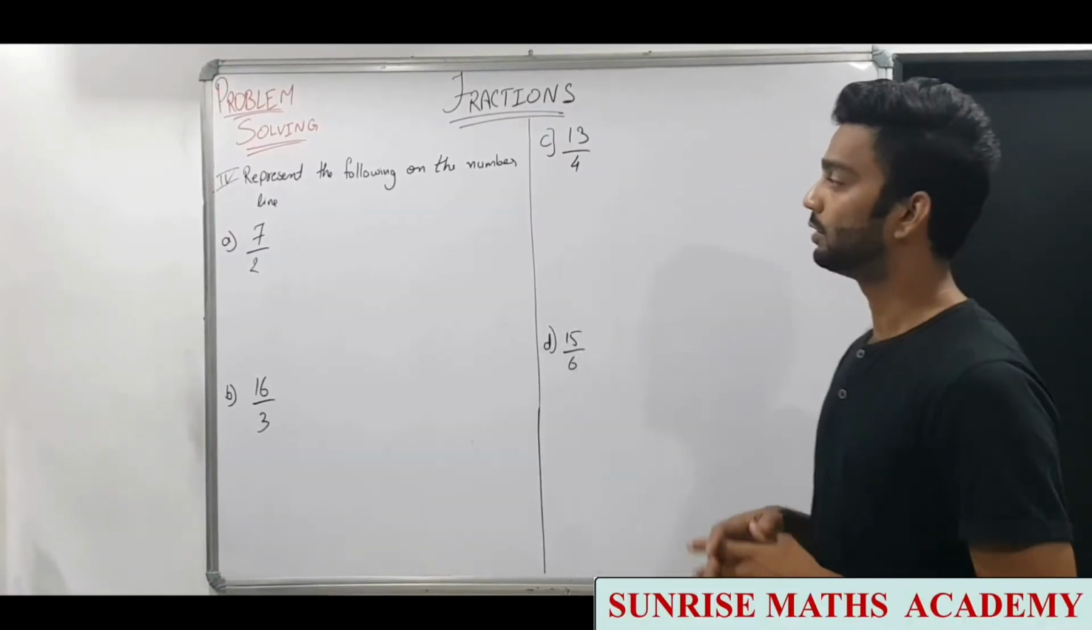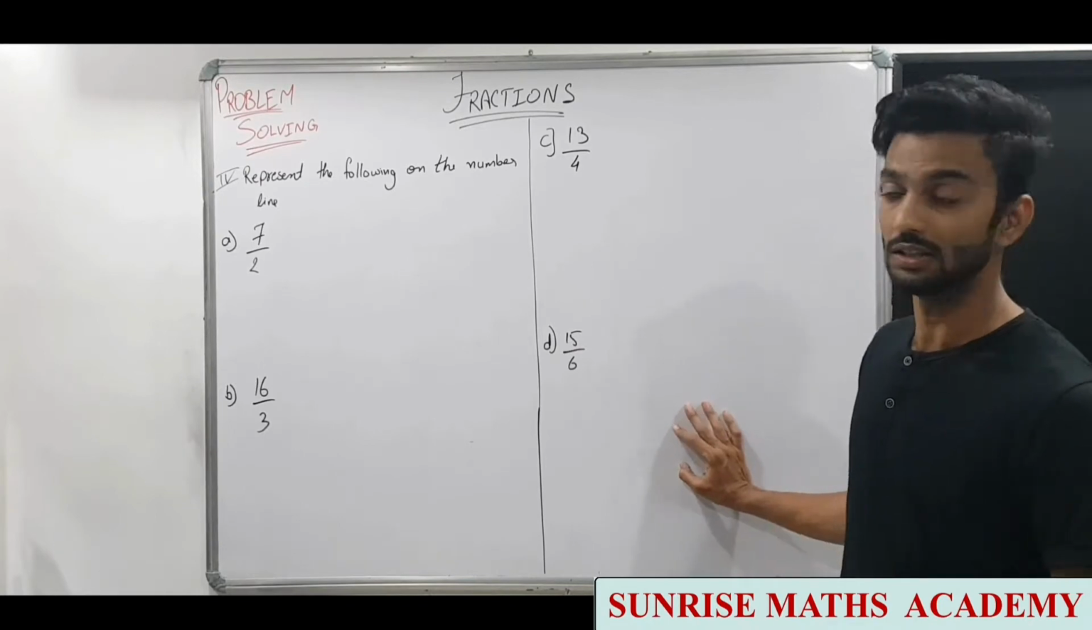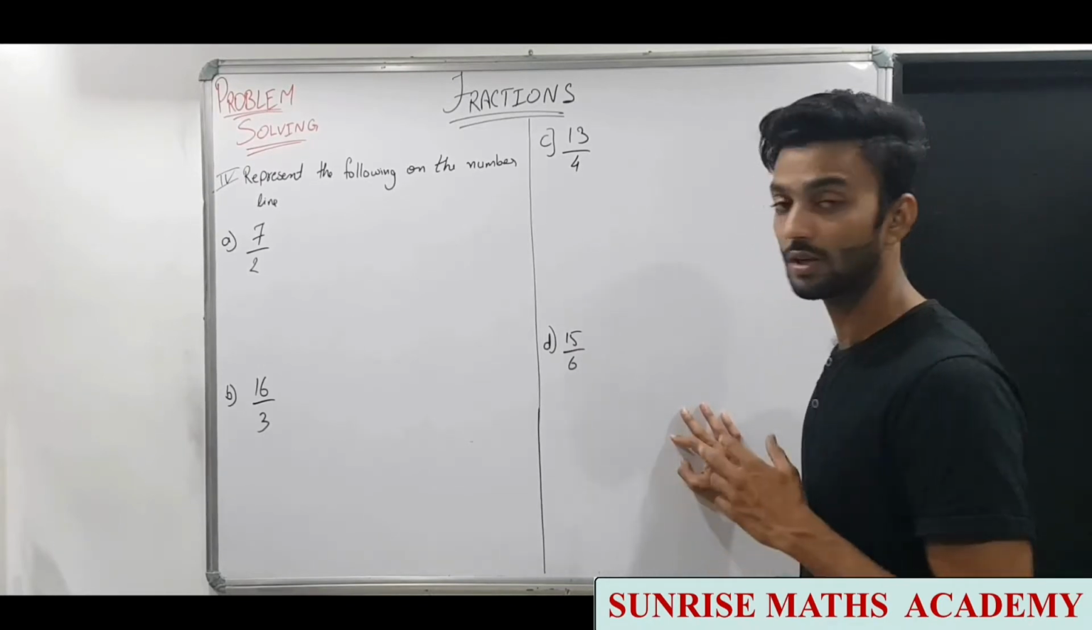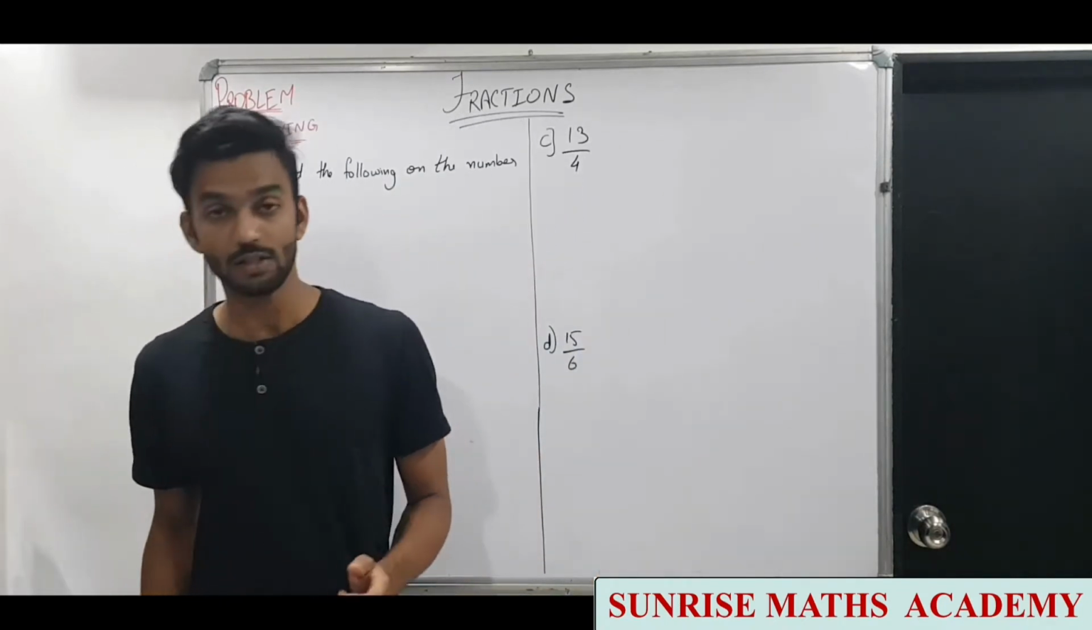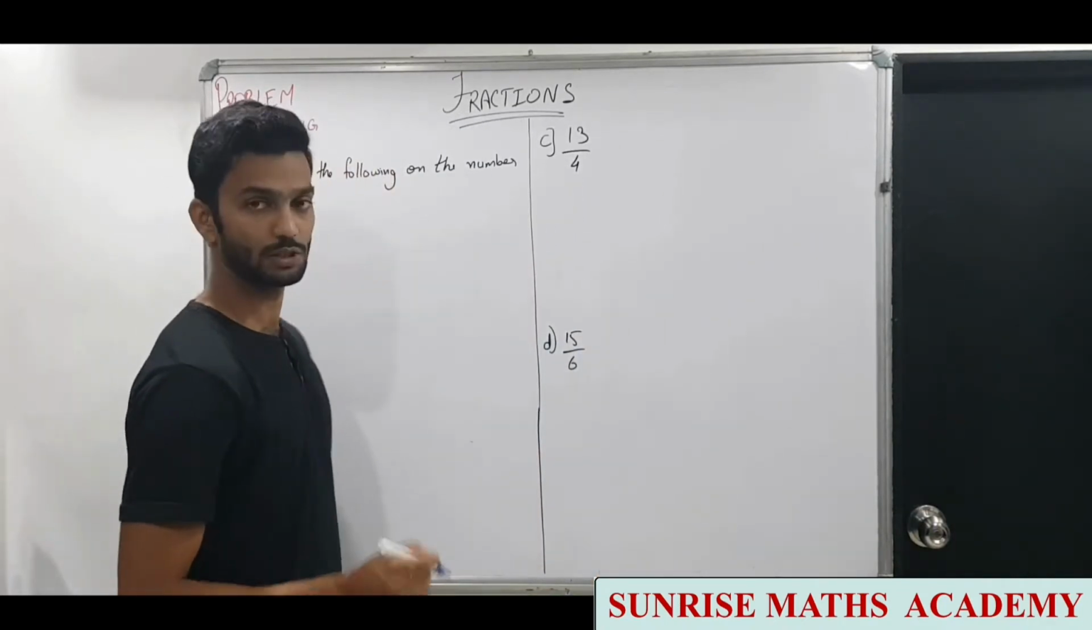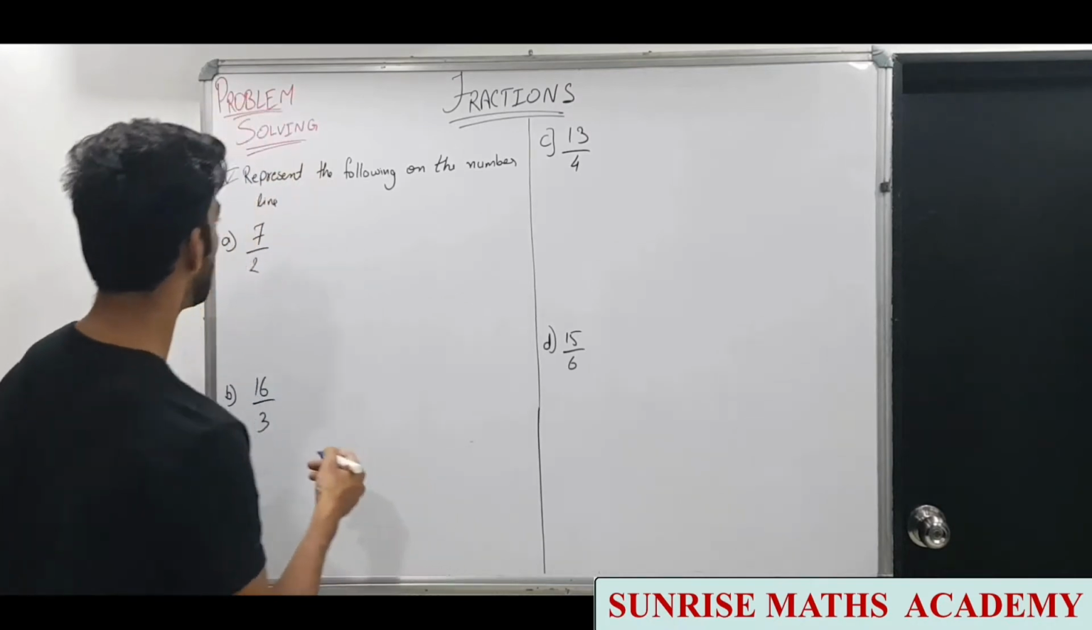So in this question we have to represent these fractions on the number line, and as you can see the fractions are improper fractions. So for improper fractions we have to convert these fractions into mixed numbers first and then represent them on the number line.